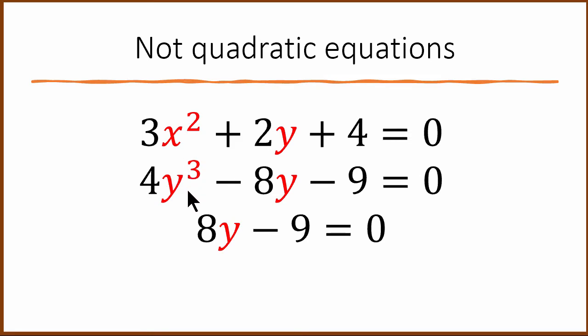The second one is not a quadratic equation because the highest power is 3. The highest exponent of y is 3. In a quadratic equation, it can only be 2. The maximum allowed is y squared, but we have y cubed here. Hence, it's not a quadratic equation. This is a cubic equation. The third one, 8y minus 9, is also not a quadratic equation because you can think of a y squared term where a is 0 in this case. The highest power is 1. Hence, it's a linear equation, not a quadratic equation.